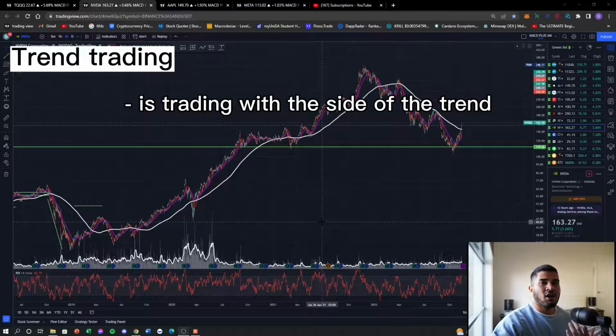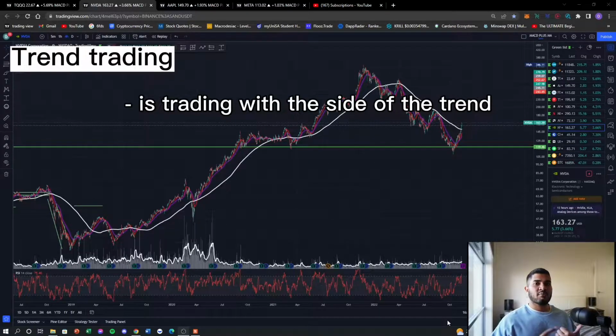So it's a simple thing. It's like surfing. You surf with the waves rather than against the waves. It's as simple as that. So we know that a trend can be an uptrend or a downtrend, and in an uptrend, there are higher highs and higher lows. In a downtrend, there are lower highs and lower lows.